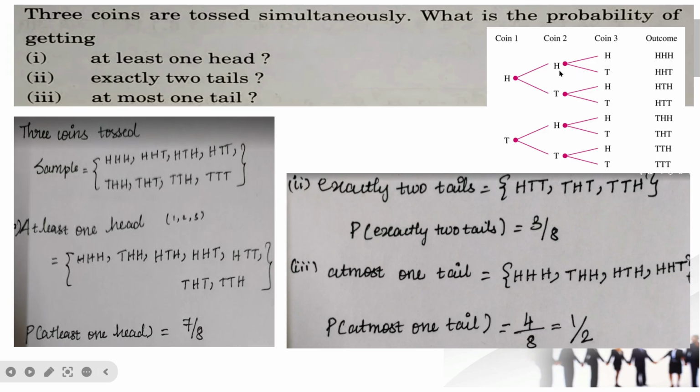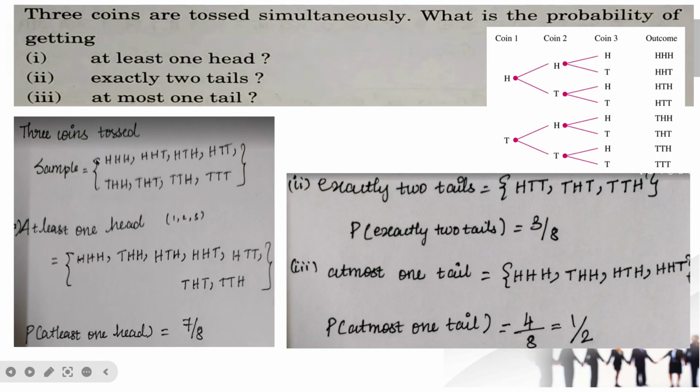Okay. First outcome will be head, head, head. Second outcome will be head, head, tail. Third outcome will be head, tail, head. And then head, tail, tail. Then tail, head, head. Tail, head, tail. Tail, tail, head. Tail, tail, tail. So these are all the sample outcomes for this 3 coins toss. So these are the total outcomes we have. Now we're going to proceed to the question.